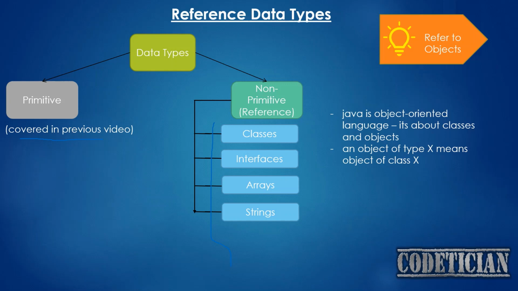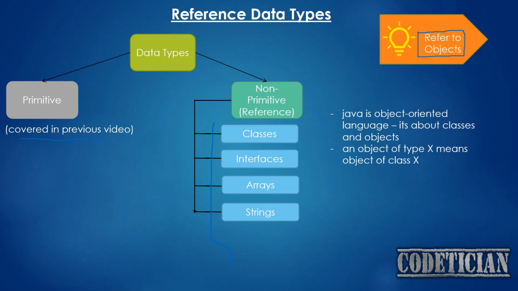And why is it called a reference data type? Because it refers to objects. Objects are instances of classes. And Java is an object-oriented language. It's all about classes and objects. So the programming revolves around objects.